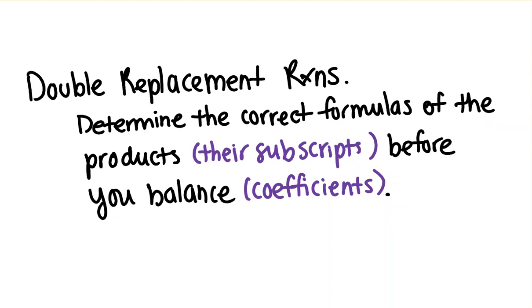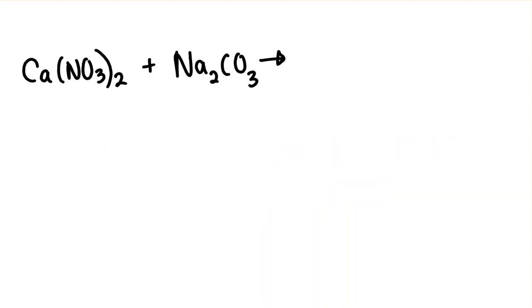Let's look at double replacement reactions, and we're going to predict products and balance the equations. When you have to predict products, the first thing you do is determine the correct formulas. So when you're determining formulas, you determine what the subscripts should be. After you get those determined, then you balance and change the coefficients. A double replacement reaction has 2 ionic compounds, and they kind of switch positive and negative partners. Okay, let's look at this example.